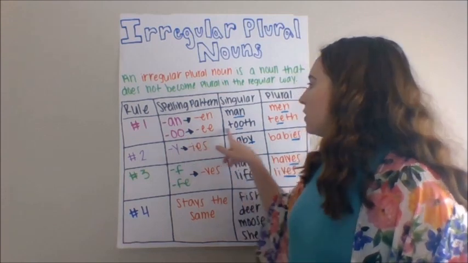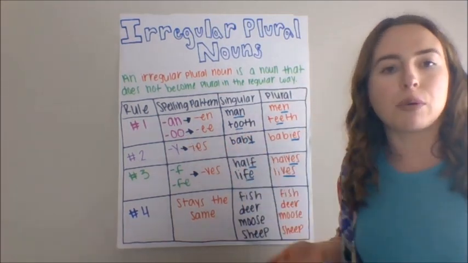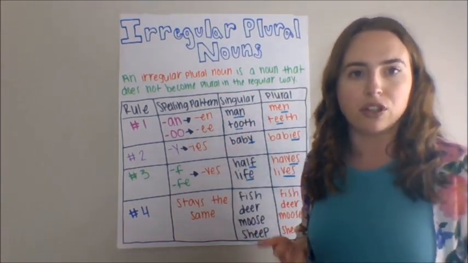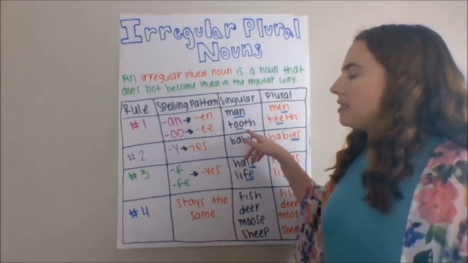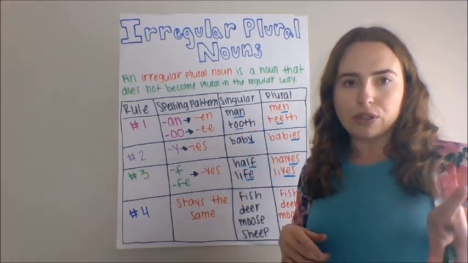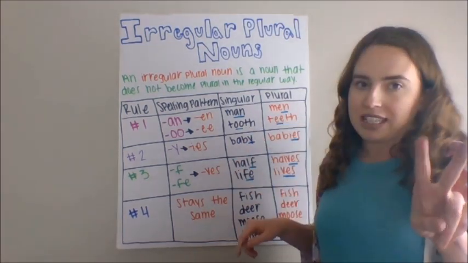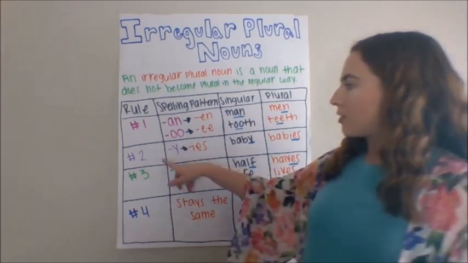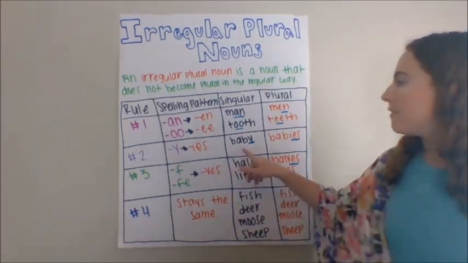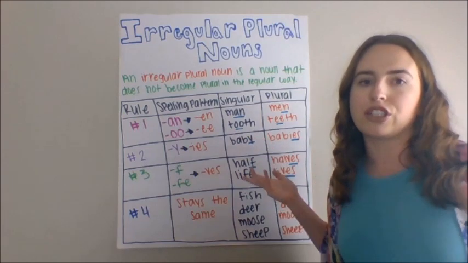The next one is if you see OO, it will become EE in the plural form. An example of this is tooth. 1 tooth, 2 teeth.